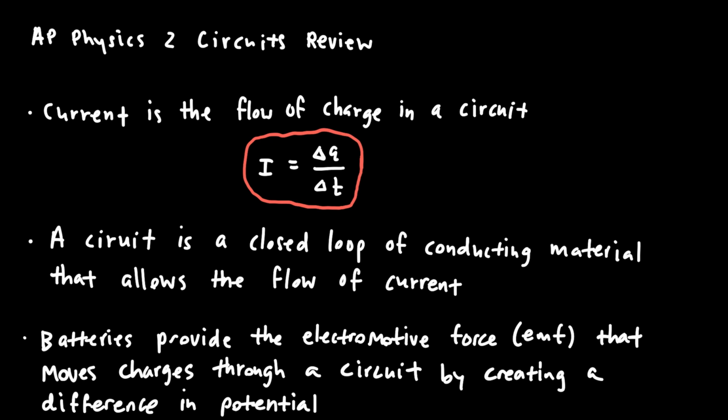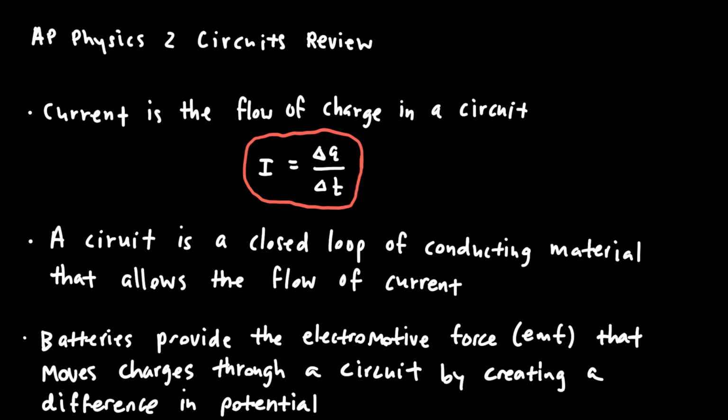This video is a review of circuits for AP Physics 2. First, I'd like to mention just a few generic things about circuits. That is, current is the rate of flow of charge in a circuit. You can think of it as delta Q divided by delta T.